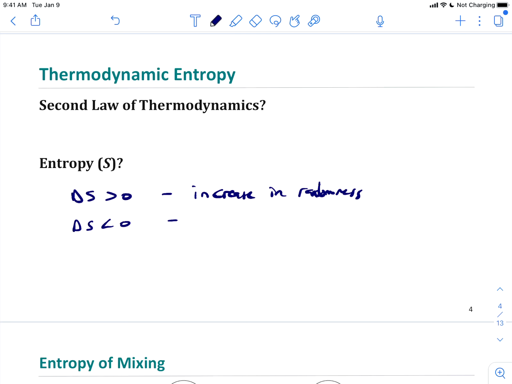A decrease in entropy, delta S less than 0, is a decrease in randomness. So another way of looking at this is disorder and order. A crystal, a solid. These are things that we can think about in terms of order and disorder and randomness.